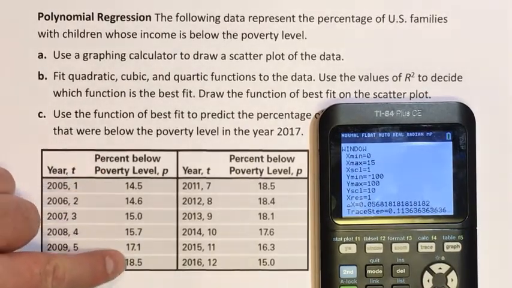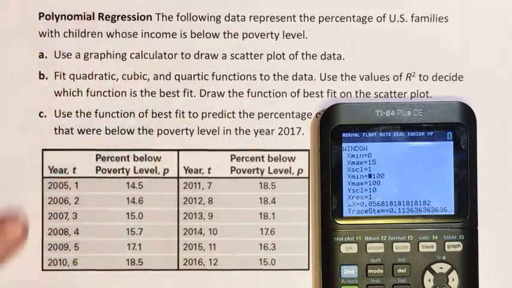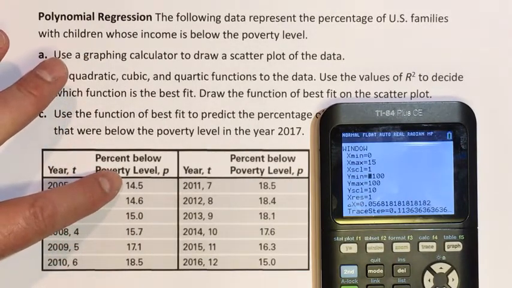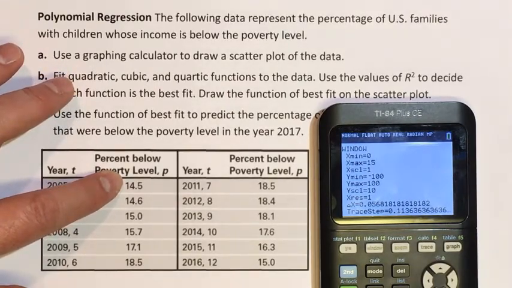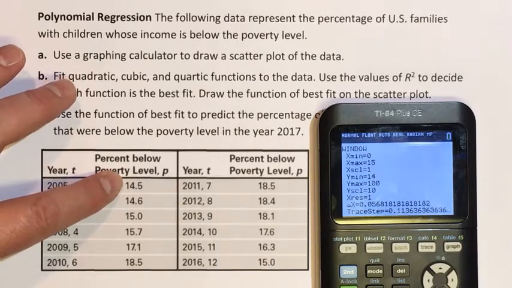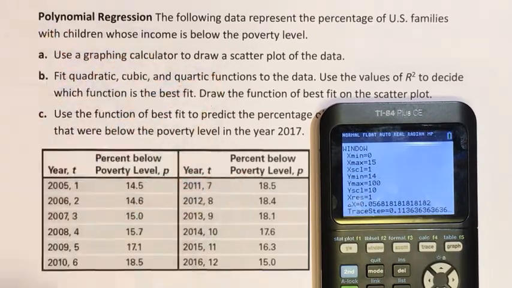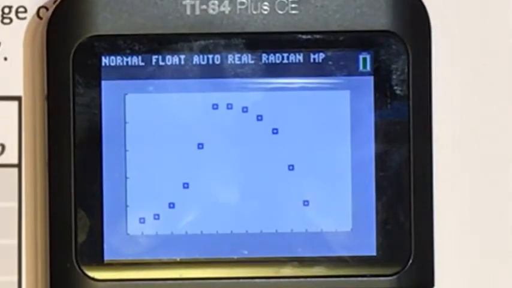Now, my Y values. The smallest Y value, which in this case is technically the letter P, but it's our Y variable, is 14.5. So we either want to use 14.5 or a convenient number just below that, maybe 14. The largest value that we have is 18.5, so we want to use that or something convenient above that, like 19. So we're going from 14 to 19. A scale of 1 would be appropriate. If I graph that, this is what that data looks like.